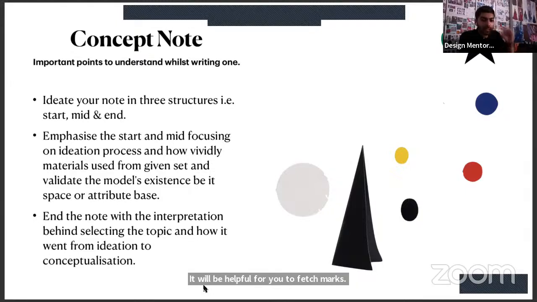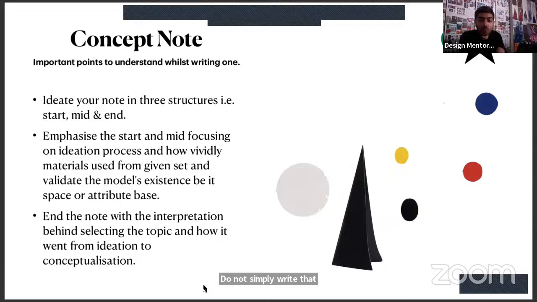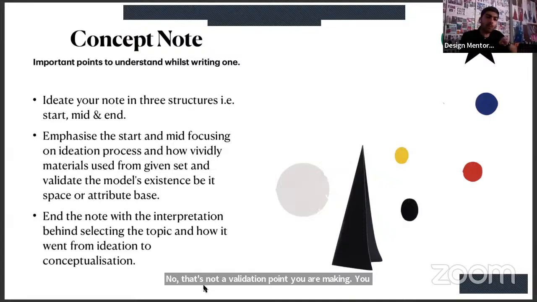And in the mid portion, write about how vividly the materials were used from the given set. Do not just simply write that because bamboo sticks were provided and are good for structure, I'm using sticks as structure in my model. No, that's not a validation point you are making. You have to consider the quantity and the quality with respect to other materials, and why you have used them. So that's what you have to write in the mid part.